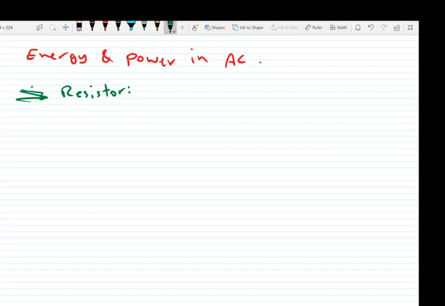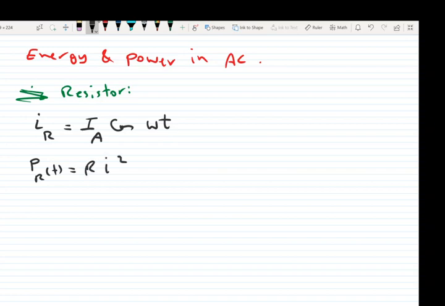We know that in sinusoidal steady state, the current going to a resistor is a sinusoidal signal which has a magnitude of Ia cosine of omega t. So this is the current moving through a resistor. What is the power of the resistor? The power of the resistor will be, of course, R i square.